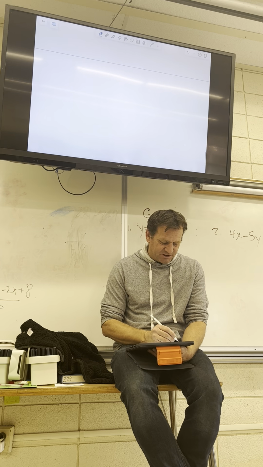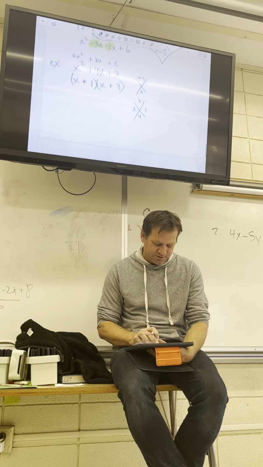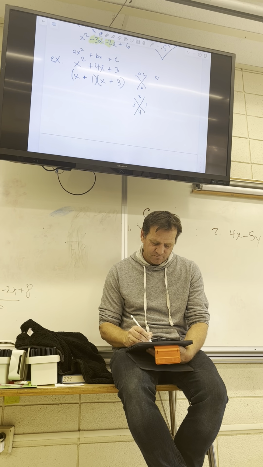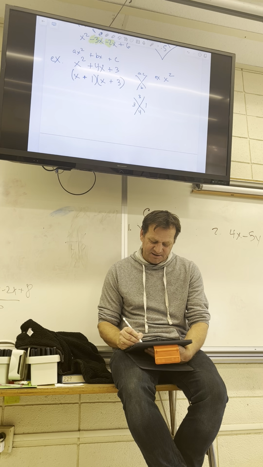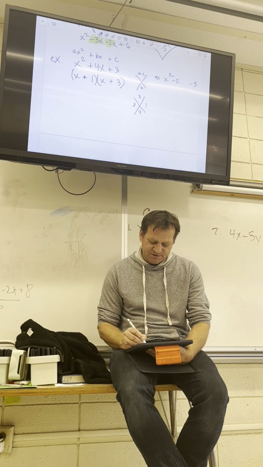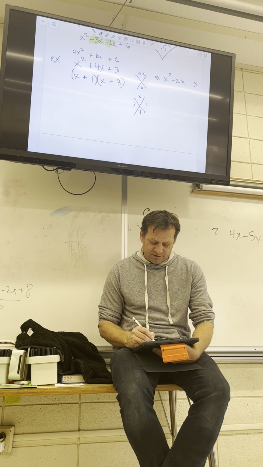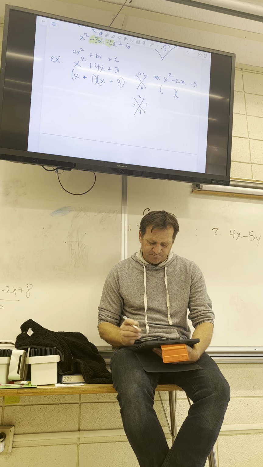So let's try another one. Let's take one that's very similar. Actually, I'll put it over next to this one here. X squared. I'm going to have a minus 3 out here instead. Okay, and then I'm going to have a minus 2x in the middle. So let's take a look at what this one could be.